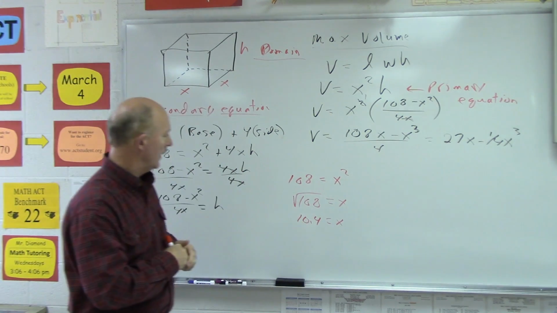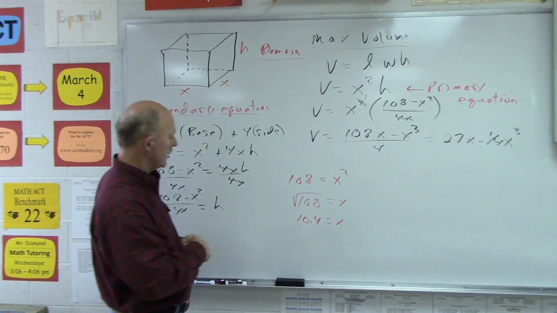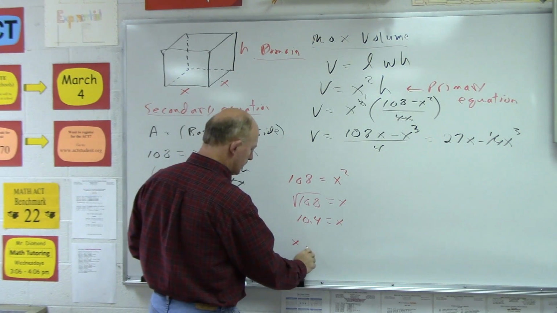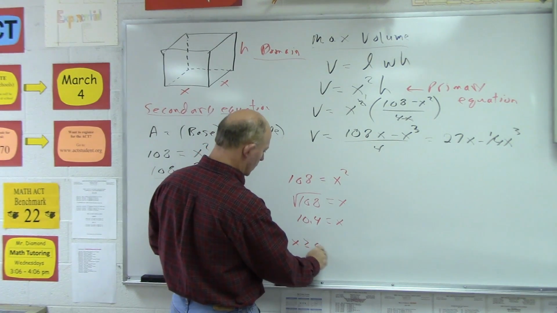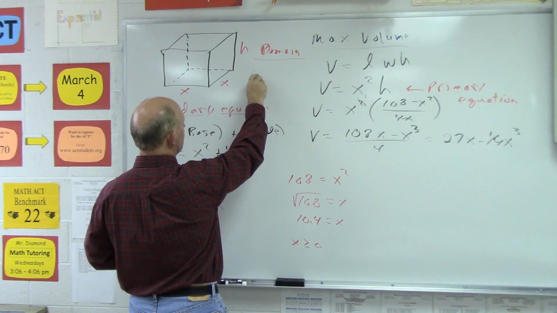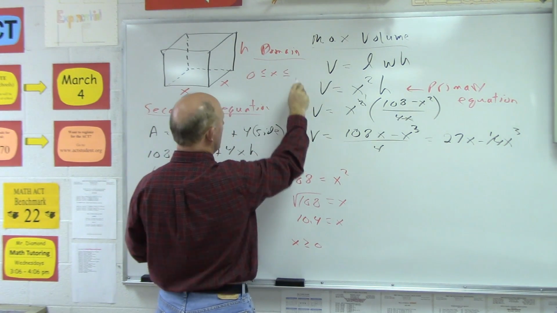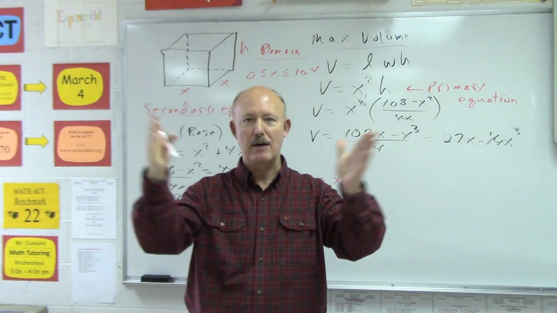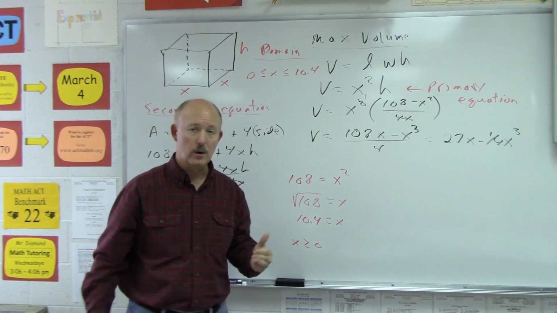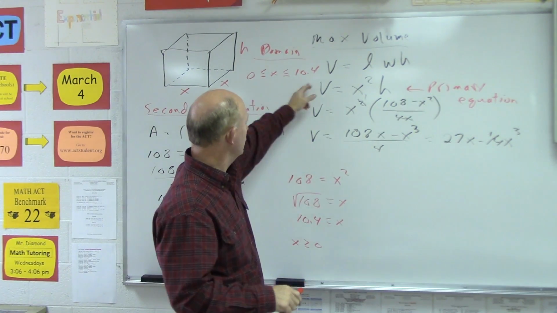Right, so when you think about it, if the height were 0, x can't be bigger than 10.4. Okay, also x has to be greater than or equal to 0. So as we describe our domain, this will be 0 less than or equal to x, less than or equal to 10.4. So anything outside that range, from 0 to 10.4, won't work. So this will describe our domain.